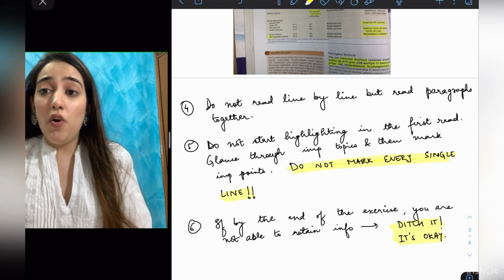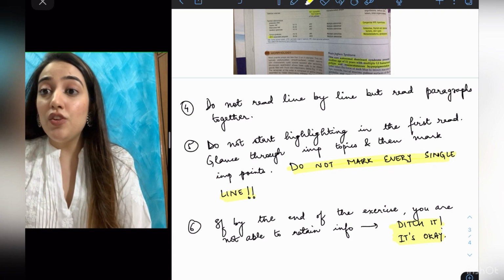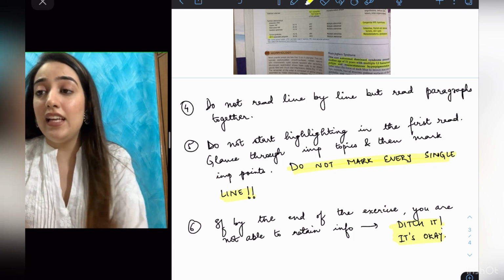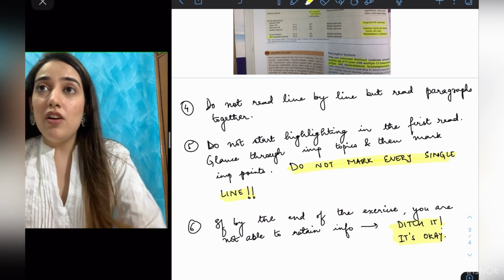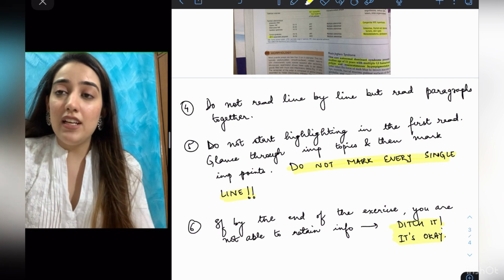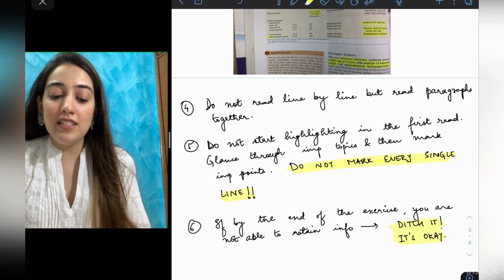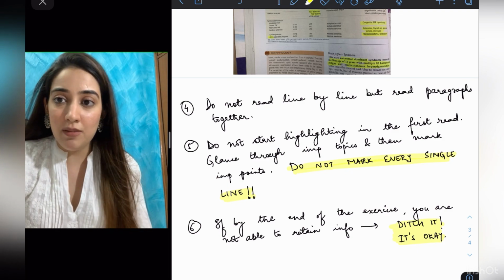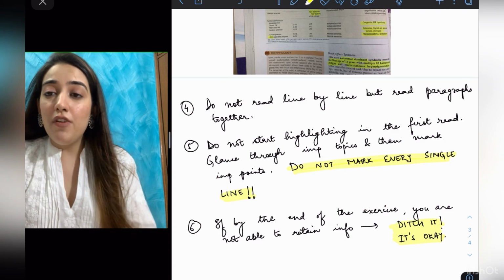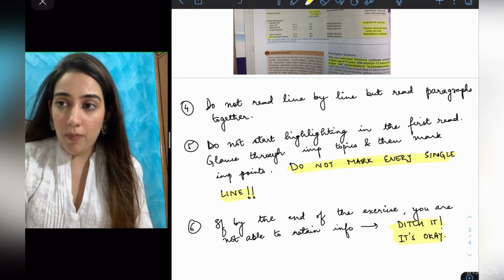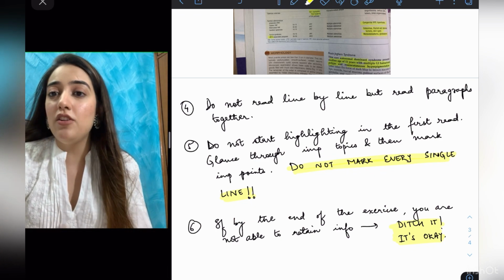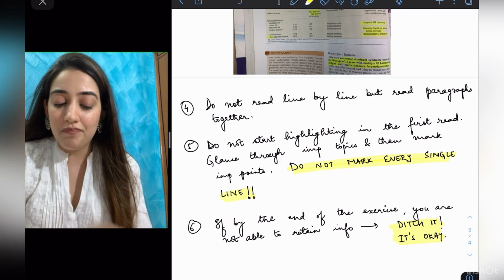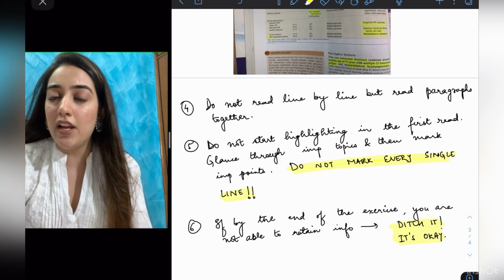The next point that you should keep in mind is that you should not start highlighting in the first read, because whatever we read in the first read is something that, as naive students, we think everything is important, but it is not. First you have to go to the important topics and then mark important topics in your standard textbook or the review book that you are choosing.